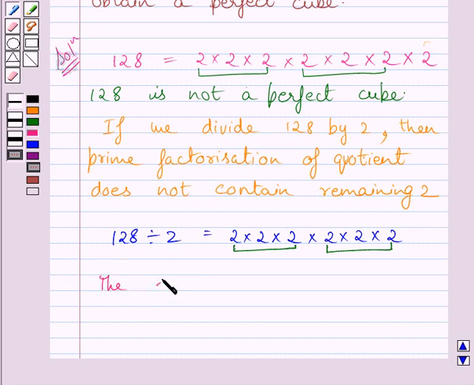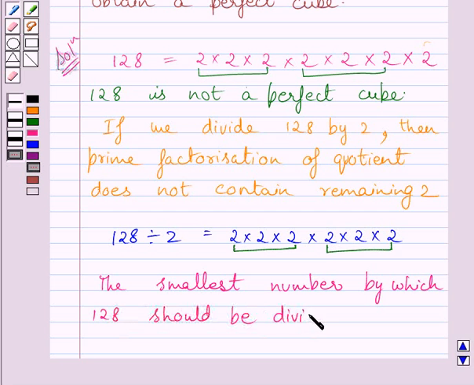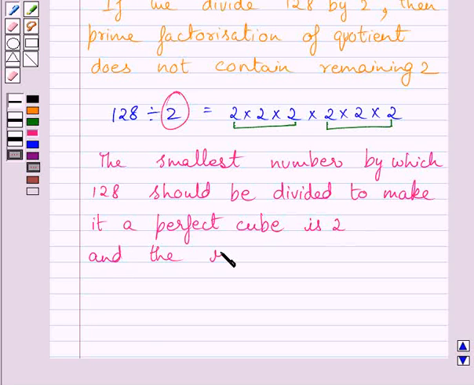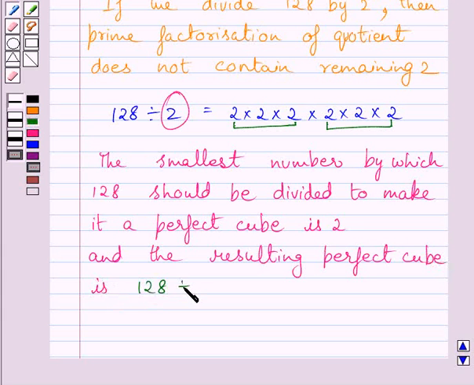So we get the smallest number by which 128 should be divided to make it a perfect cube is 2, and the resulting perfect cube is 128 divided by 2, which is equal to 64, and 64 is a perfect cube.